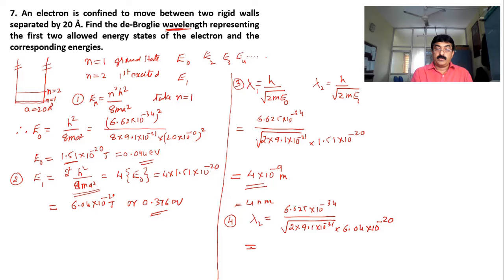Well, simplify, dear students. Meanwhile, I will also do it for you. 2 into 9.1 to the power of minus 31 into 6.04 to the power of minus 20 for this square root. This I have to take to the numerator, and then this I multiply by 6.62 to the power of minus 34. Yes, I get it as 1.99. Approximately it is 2 into 10 to the power of minus 9 meter. So this is the wavelength for second excited level.